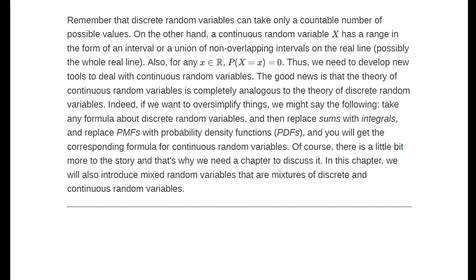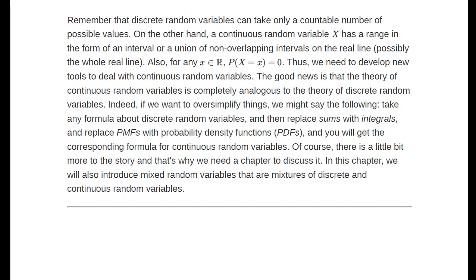As we mentioned before, discrete random variables can take only a countable number of possible values. On the other hand, a continuous random variable X has a range in the form of an interval or a union of non-overlapping intervals on the real line. Also, for any x element in real numbers, probability of X equals x is 0. Thus, we need to develop new tools to deal with continuous random variables.